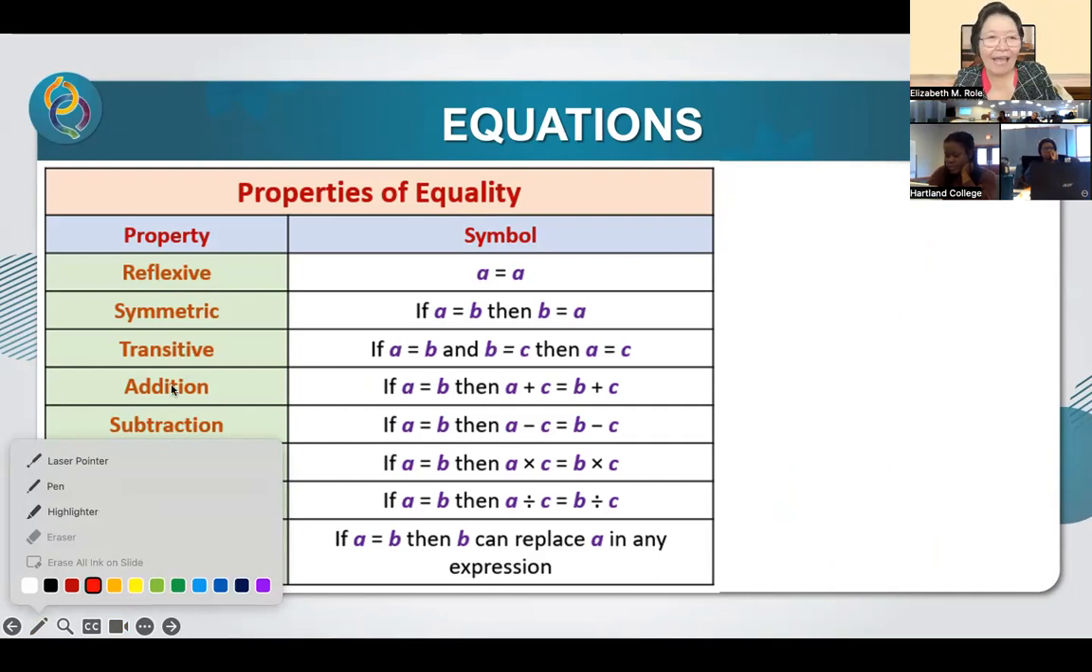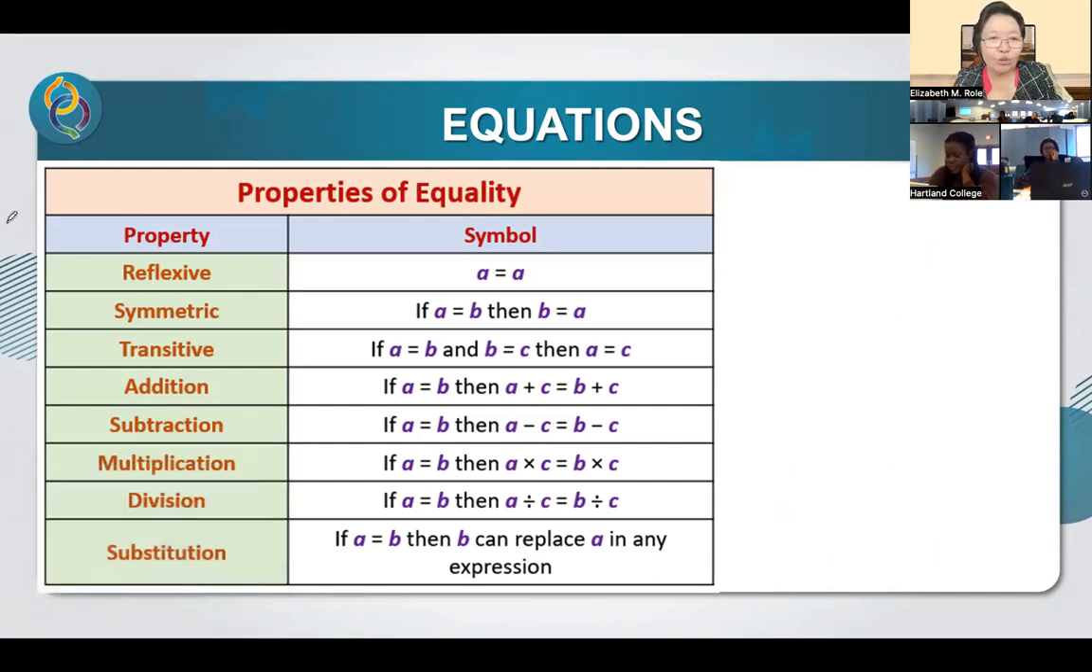And it says if A is equal to B, that is substitution, which we will be using in many of our problems, especially on equations. If A is equal to B, then B can replace A in any expression. So if two values are equal, you can substitute that same value in any algebraic expression. All right, so you will be seeing the use of these different properties of equality.